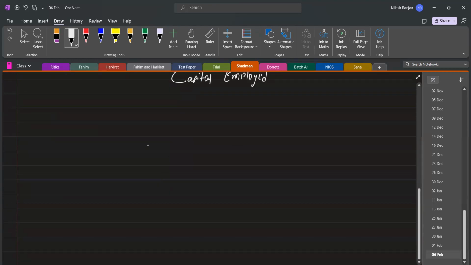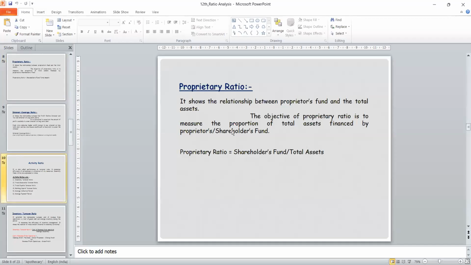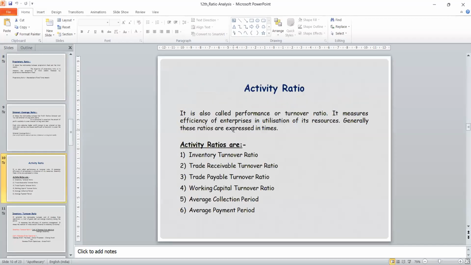So now activity ratio. What is activity ratio? Yes, activity ratio. It is also called performance or turnover ratio. It measures efficiency of enterprise in utilization of its resources. Generally these ratios are expressed in times.